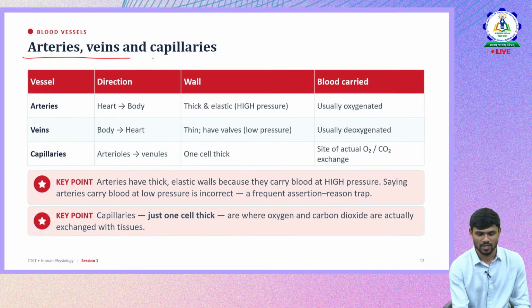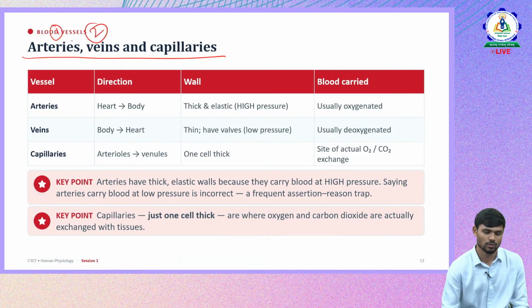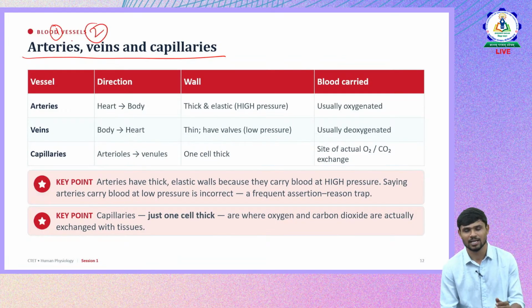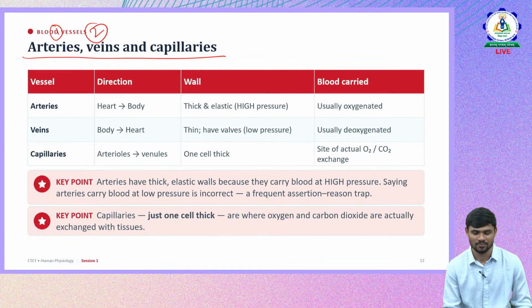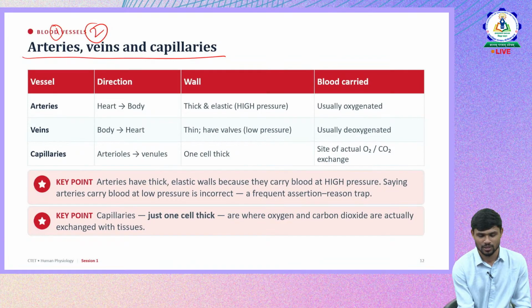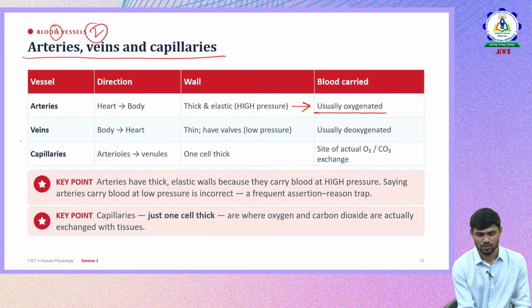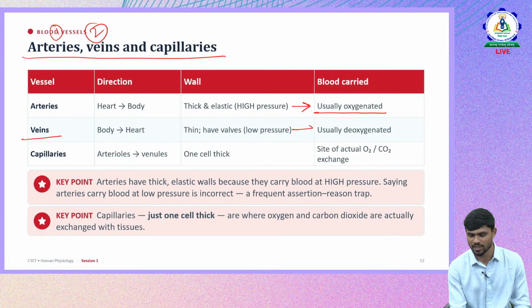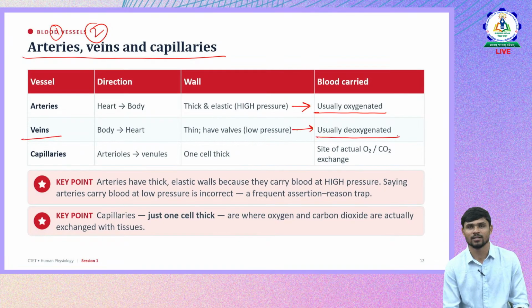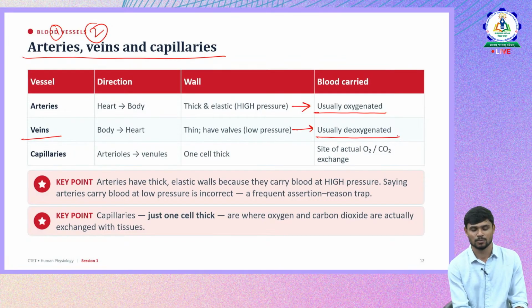Then arteries, veins, and capillaries. Capillaries are very small blood vessels at the tissue level. Arteries usually carry oxygenated blood, and veins usually carry deoxygenated blood. But the only exceptions are the pulmonary artery and pulmonary veins, which are completely opposite.